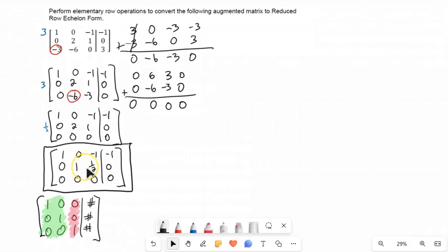This is reduced row echelon form. And that is that. I hope this helps.